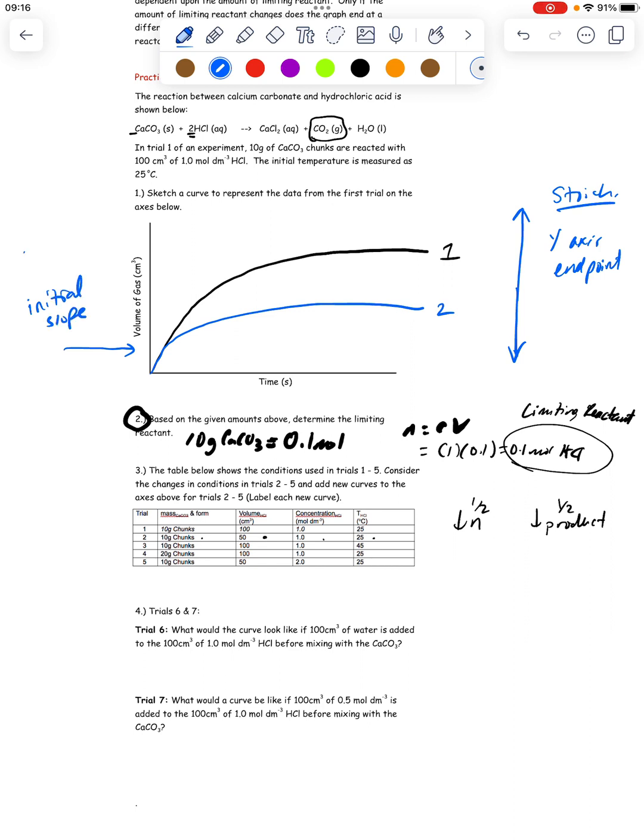An initial slope is based on rate of reaction. And how does rate of reaction compare between the trials? Okay, let me try to hurry up here.